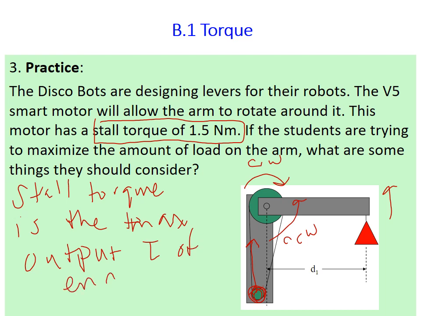So you're going to answer this question yourself, and I want you to think about some things the Discobots need to consider if they're designing this lever. They know their engine has a maximum output torque of 1.5 newton meters. What are some things you need to consider when analyzing torque? Okay, think on that. Follow me to practice problem number 4.